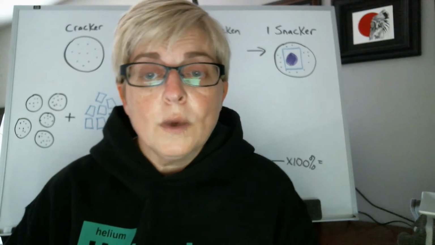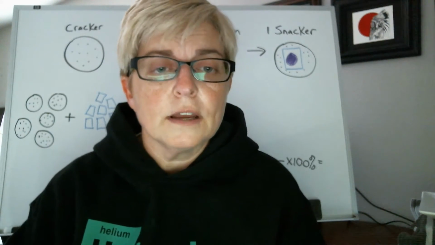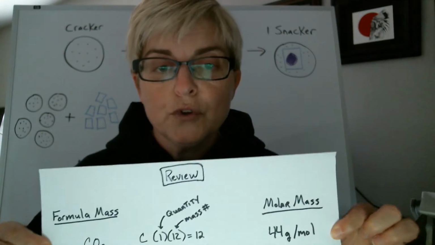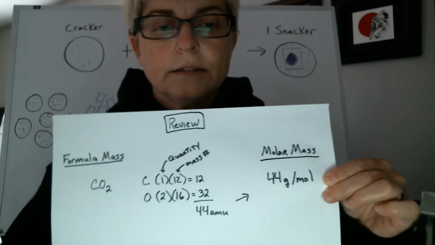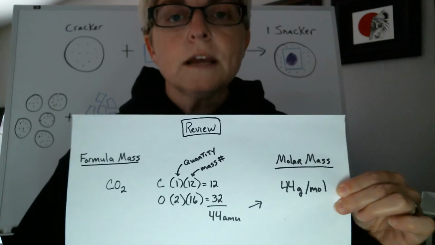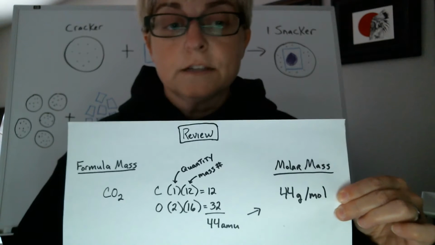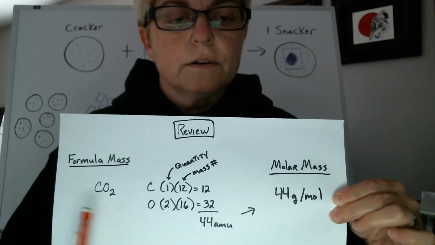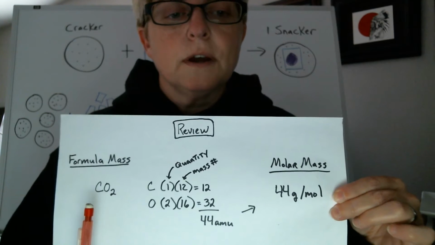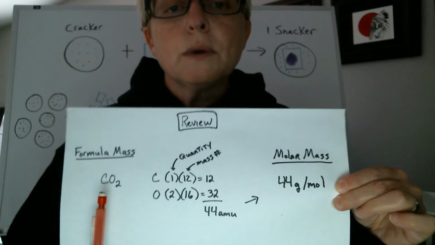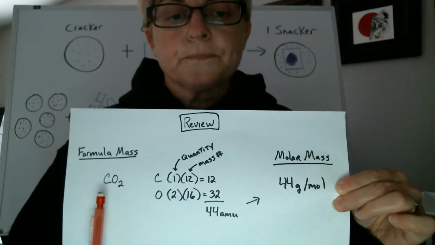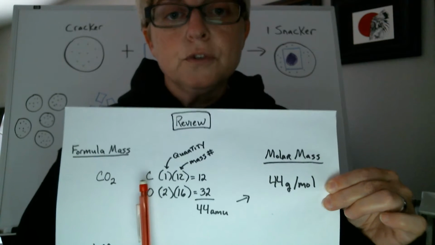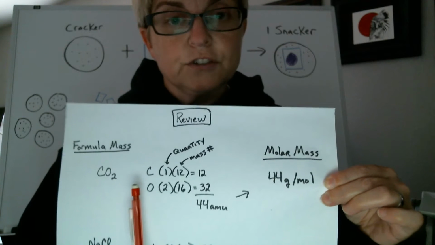We need to look at one other concept. This is something that you have probably already discussed in chemistry class, but just as a review, we're going to work problems using molar mass. So we need to know how to calculate that. You may remember earlier in chemistry learning how to find formula mass. Let's say we wanted to find the formula mass of carbon dioxide. We break carbon dioxide into the two elements that make it up, carbon and oxygen.